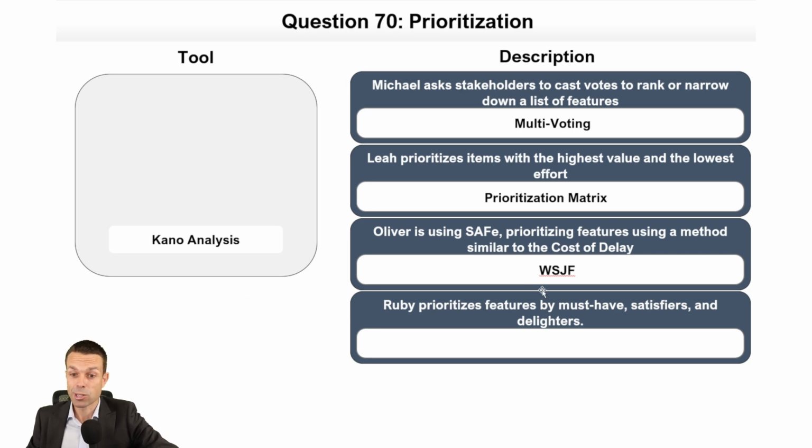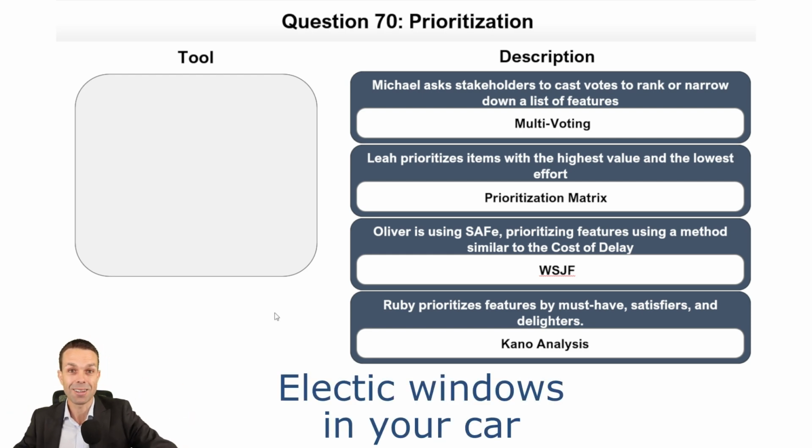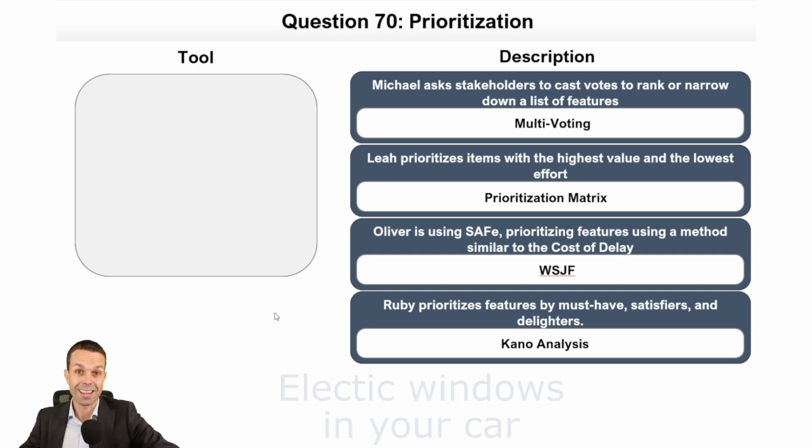Ruby prioritizes features by must-have, satisfiers, and delighters. That is our Kano analysis. And remember, delighters in today's terms become satisfiers in tomorrow's terms. So over time, people become used to it and they start expecting those things. So delighters become satisfiers, and then over time become must-have quality. For example, electric windows. In the 1980s, everyone, it was a delighter. It was an amazing thing, or maybe in the 90s. And now today, it's just a standard must-have part of quality.